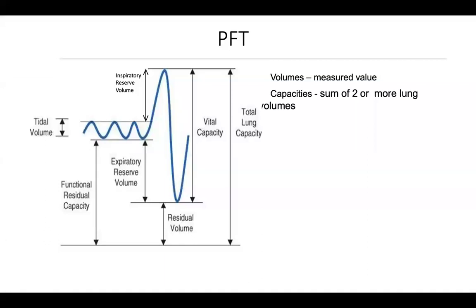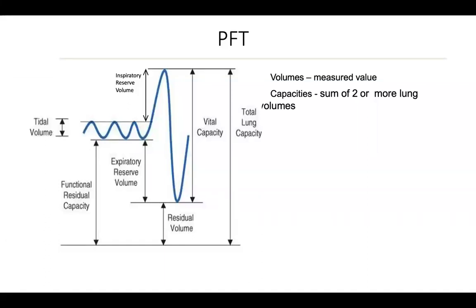The other volumes that we see here are the reserve volumes, like the inspiratory reserve volume and the expiratory reserve volume. Inspiratory reserve volume is the volume of air inspired by forcible inspiration after a tidal inspiration. Expiratory reserve volume is the volume of air expired by forcible expiration after a tidal expiration. The residual volume is the volume of gas remaining within the lungs at the end of maximal expiration. The total lung capacity is the gas contained within the lungs after a maximal inspiration.